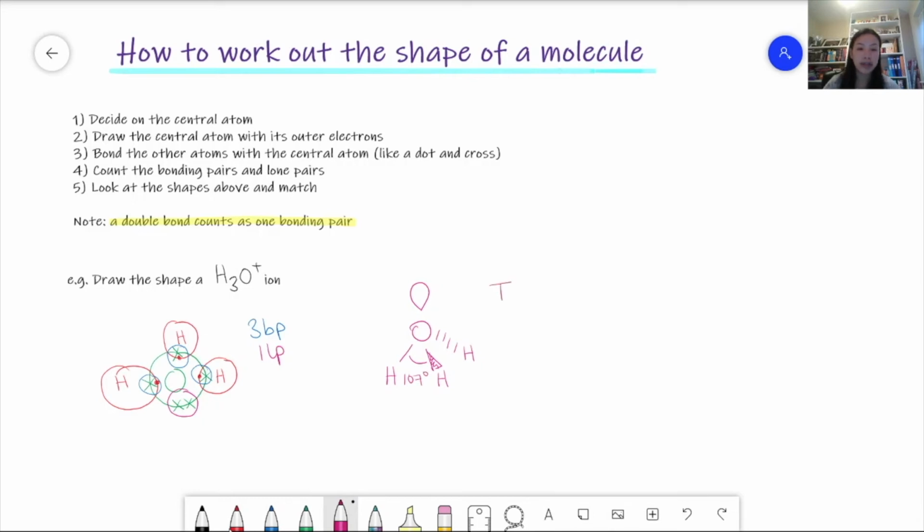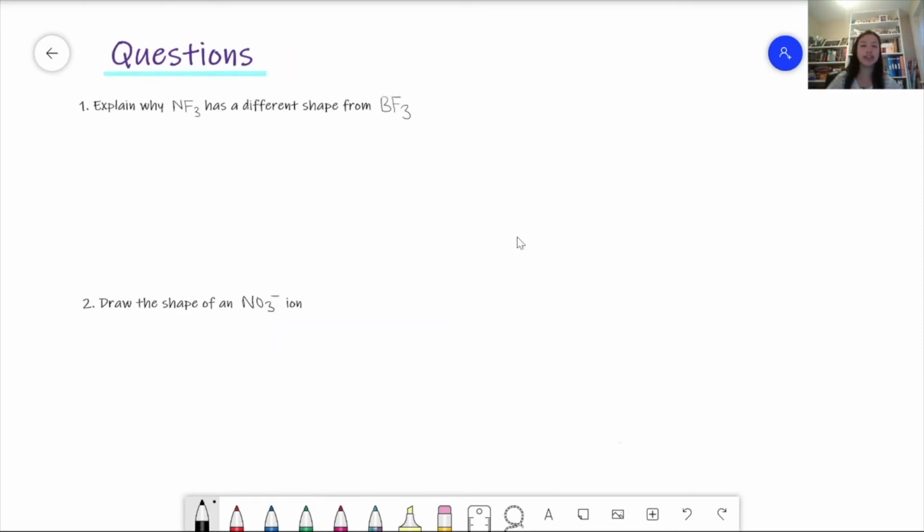And it should be trigonal pyramidal, because it's been deducted from 109.5, which it would be if it didn't have this lone pair and it was just a tetrahedral. Now we're going to have a look at some questions.